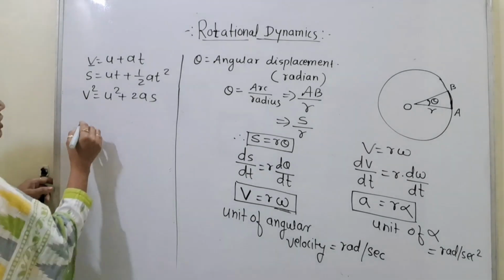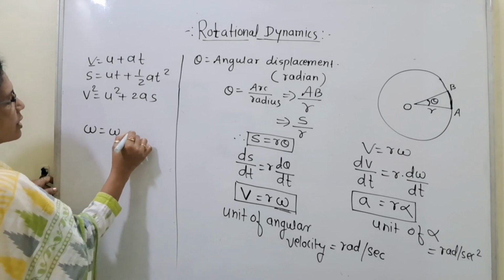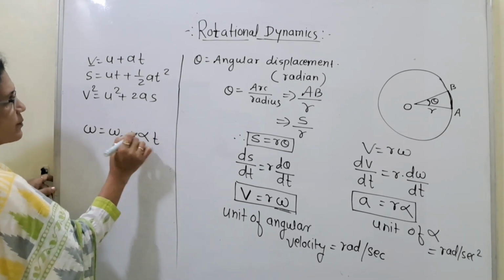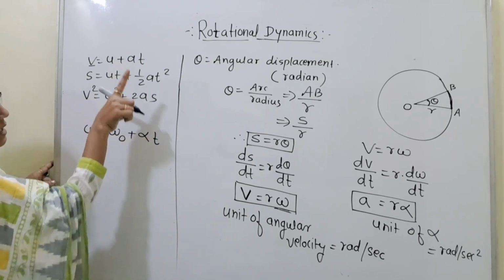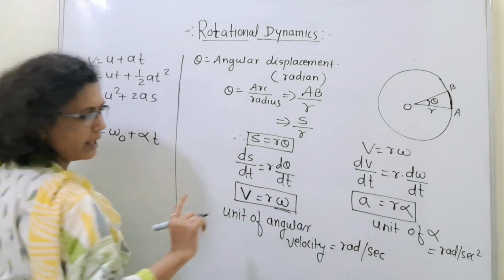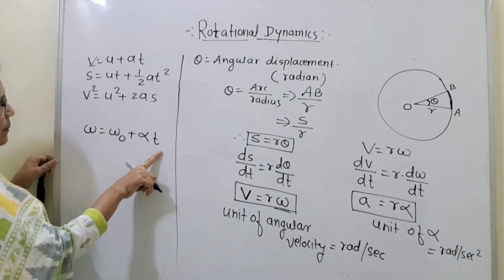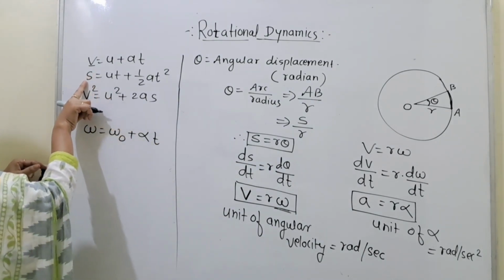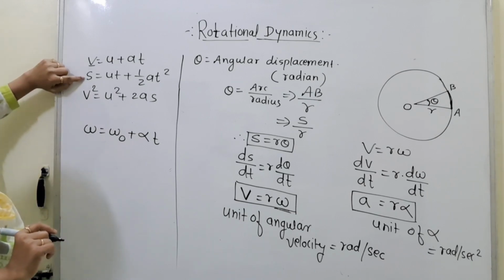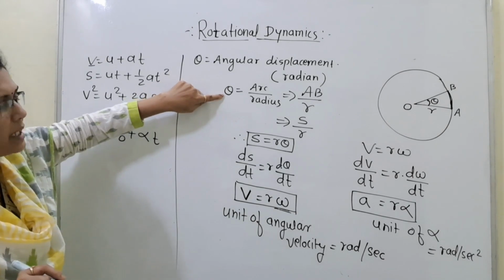So what will be the equation? That will be omega is equal to omega naught plus alpha t. See, and in place of linear acceleration, there will be angular acceleration, alpha. Omega is equal to omega naught plus alpha t. Now, in place of this second equation of motion, this is linear displacement. Here there will be angular displacement. What is angular displacement? It is theta.